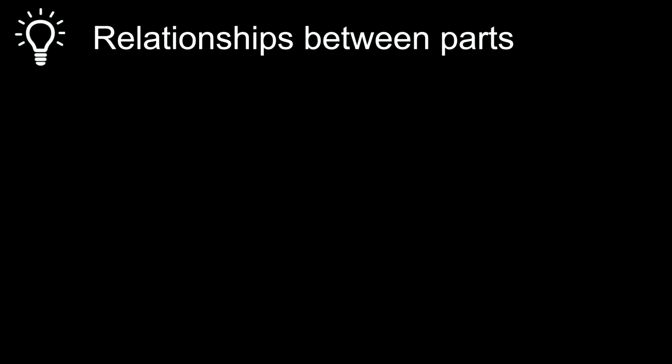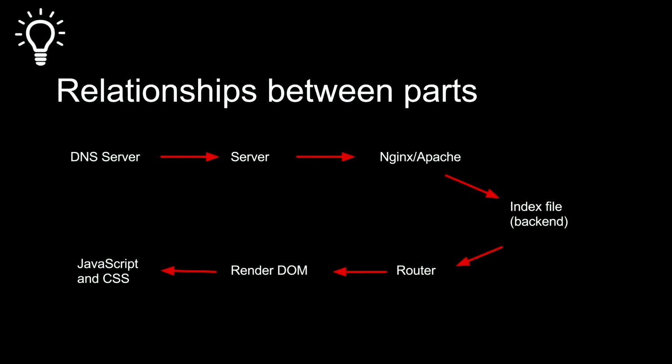So I was like, okay, and this is very crude. It hits a DNS server, which translates it to a server, which hits up a web server, an Nginx and Apache config, which points you to the server-side code, which routes it to a view, which renders the DOM, and then the JavaScript and CSS come in.